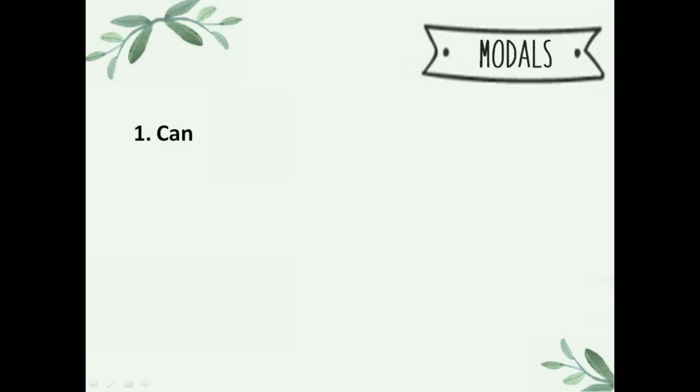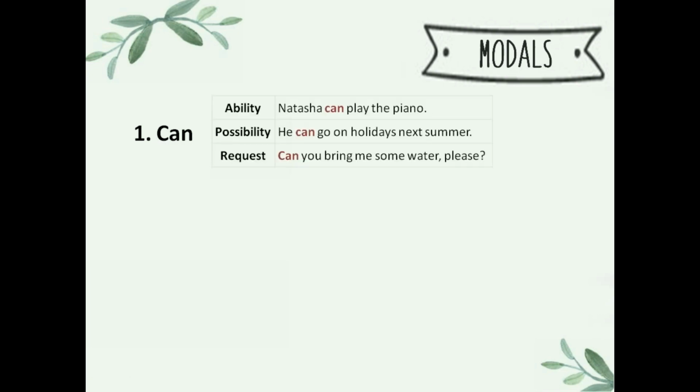So, let's now take a look at all these modal verbs one by one, and the most basic one is can, and in fact, I know that you've seen this verb many times. You have to remember that can is used mainly in three contexts. It is used to talk about ability, like Natasha can play the piano. It can also be used to talk about possibility. He can go on holidays next summer, or to speak about request. Can you bring me some water, please?